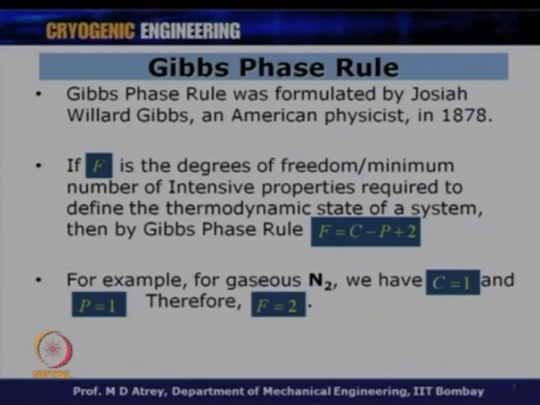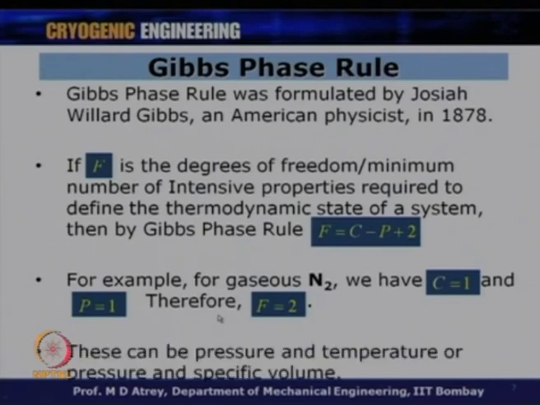Now, let us see how we define different mixtures. For example, for gaseous nitrogen, we have C is equal to 1, that is nitrogen only, P is equal to 1, that is gas only, and therefore, F is equal to 2. That means, we require 2 minimum properties to be known to us in order to define a state of nitrogen at any given time. This can be pressure and temperature or pressure and specific volume, etc.